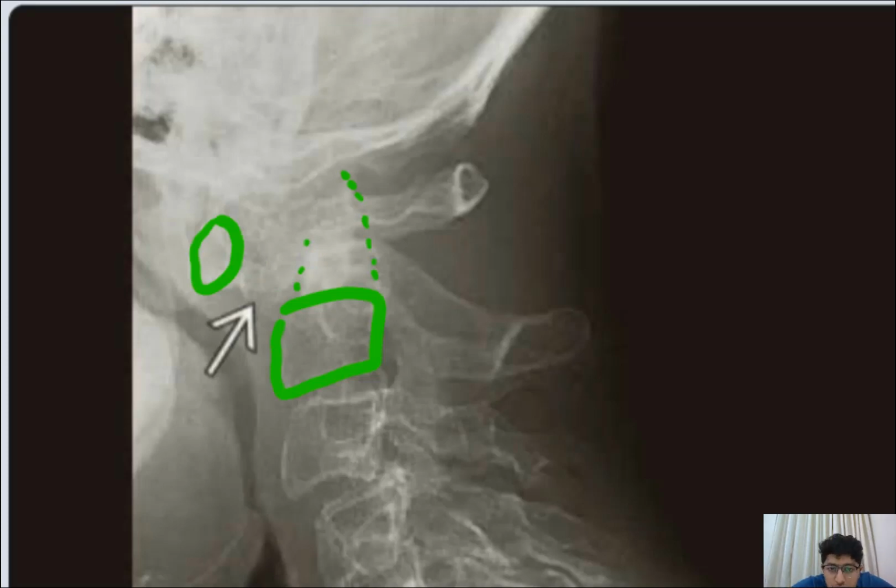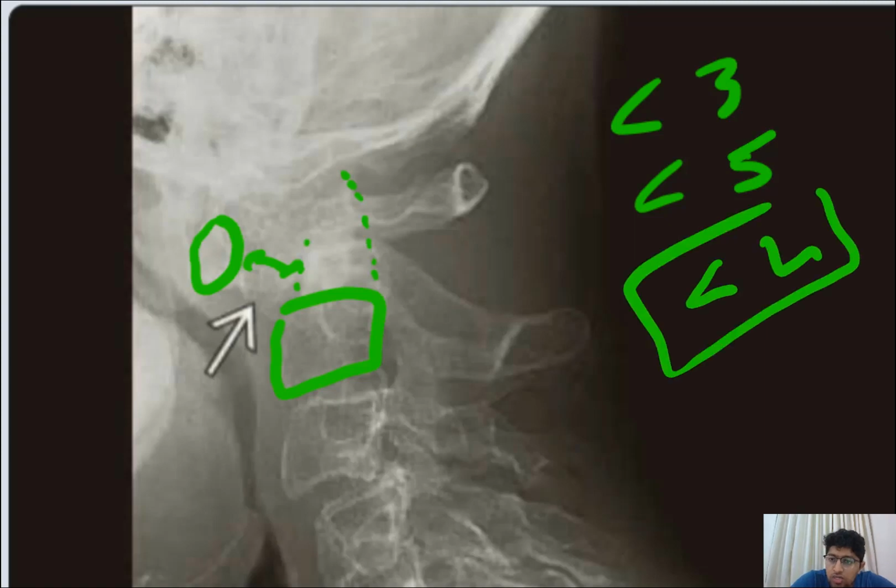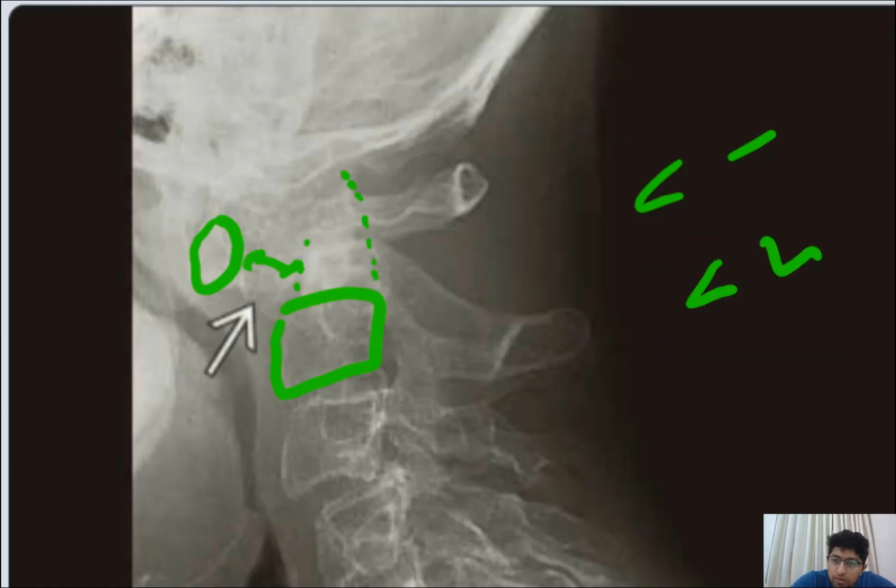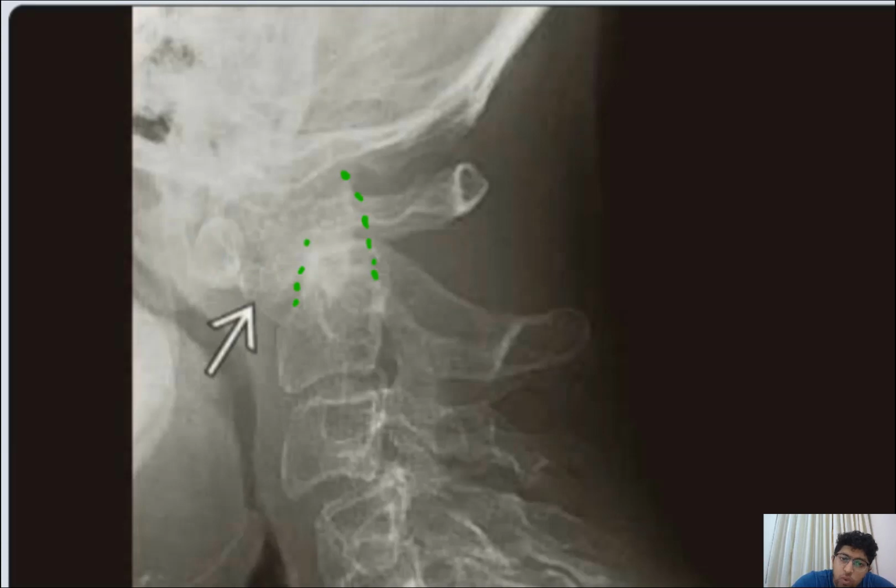Now the other thing to know is that the normal distance between the anterior atlas arch and the odontoid process is less than 3 mm in adults and less than 5 mm in children, and less than 4 mm is usually considered normal overall. Whenever it is more than 4, or more than 5 in children, or more than 3 in adults, we consider that there is atlantoaxial subluxation. Whenever there is atlantoaxial subluxation, there will be an increase in the distance between the anterior arch of the atlas and the body of the dens.